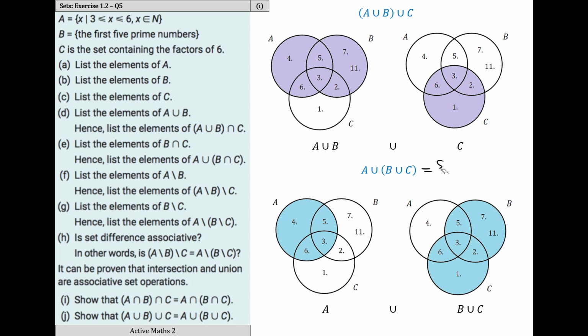So the answers to both of these are 1, 2, 3, 4, 5, 6, 7, and 11. And that's also the answer to the top one here. 1, 2, 3, 4, 5, 6, 7, 11. And so what we can say about union, as we did about intersection, is union is associative. It doesn't matter what order you put the brackets, you'll end up with the same answer. Yeah, definitely tricky stuff if you're trying to go just on the basis of the symbols and you don't have any diagram to work off.